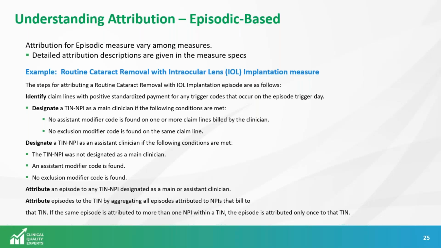Now, episodic care attribution will be specific to the different measures. Here we took an example of the attribution method for routine cataract removal with IOL implant. So basically, once the trigger code is identified, there are steps to designate the main clinician and then to designate an assistant clinician if applicable. And then once that is done, the episode is attributed to the main or assistant clinician at the NPI level, and the TIN level attribution is given to the TIN associated with the attributed NPI.